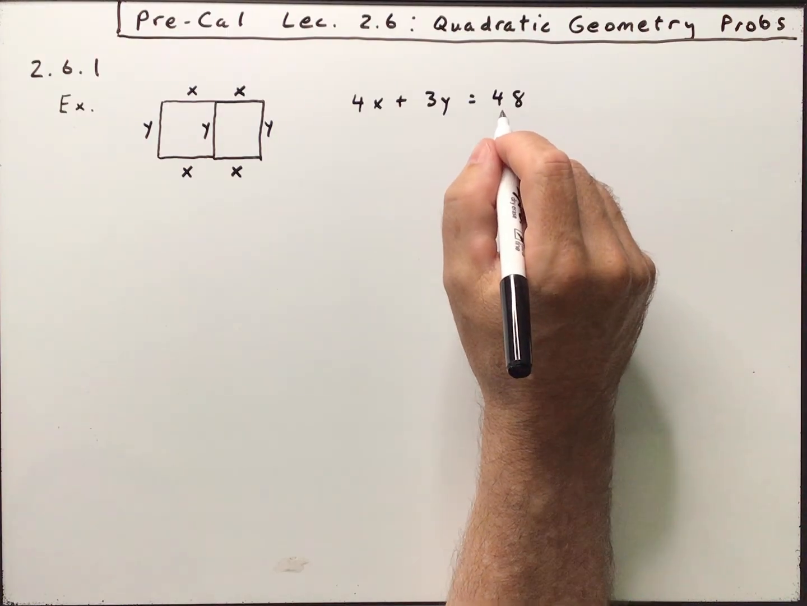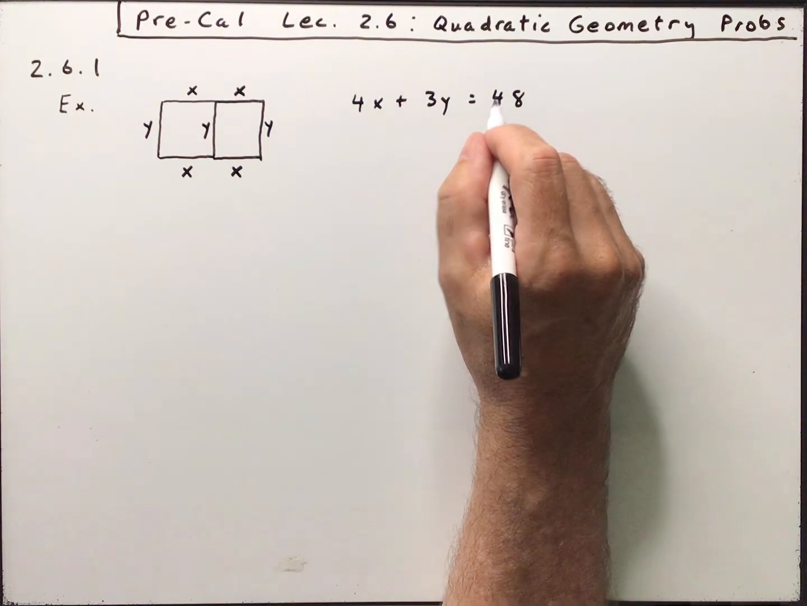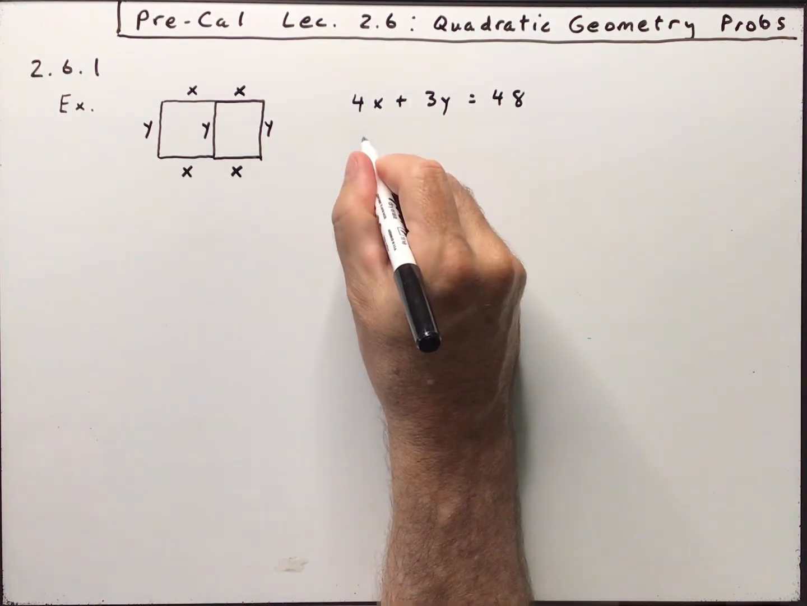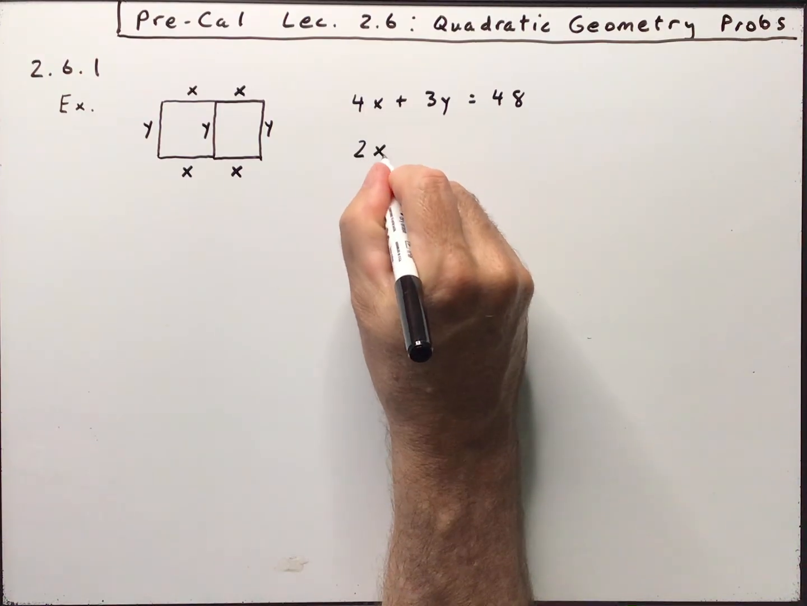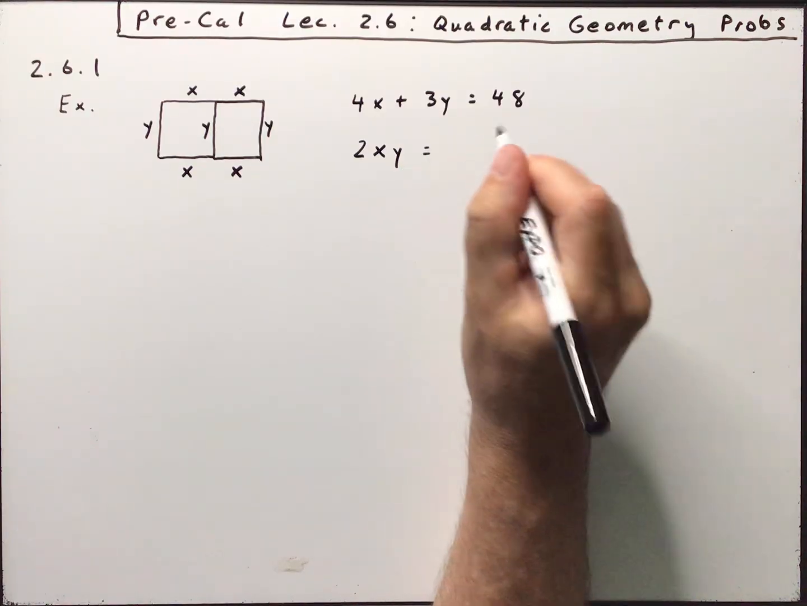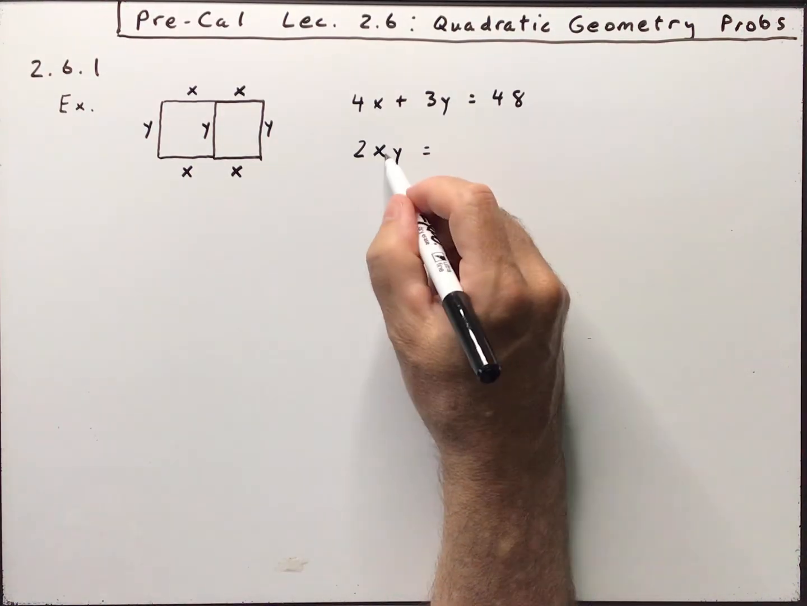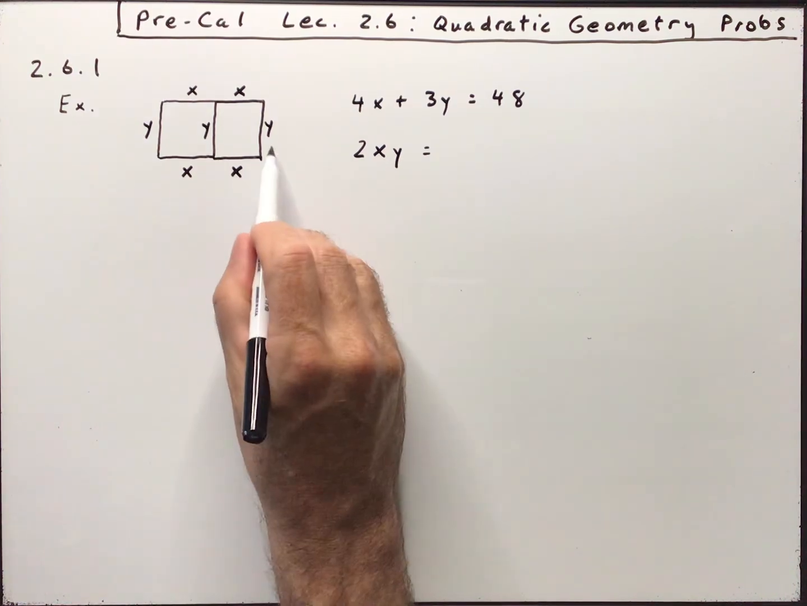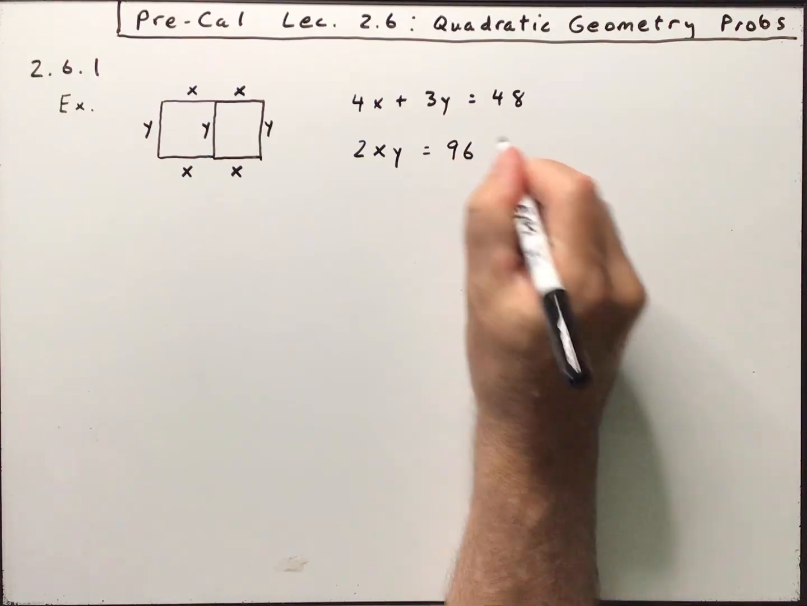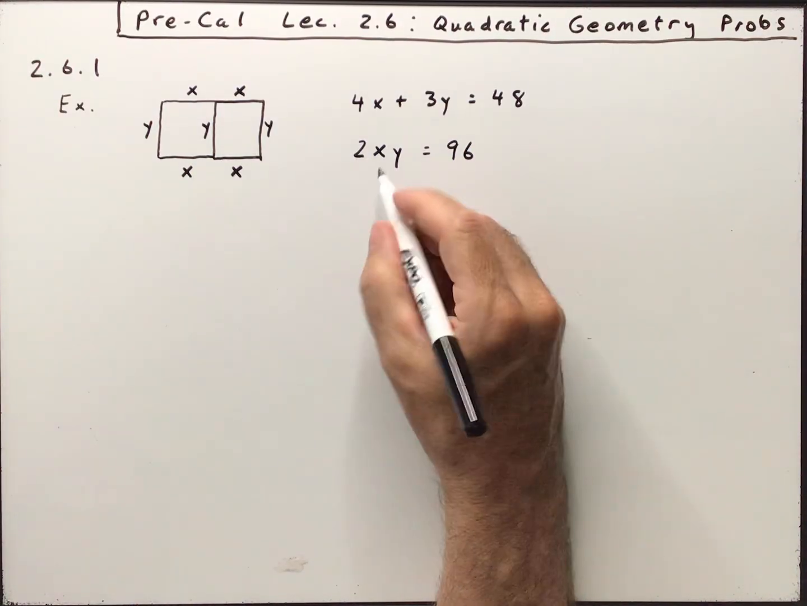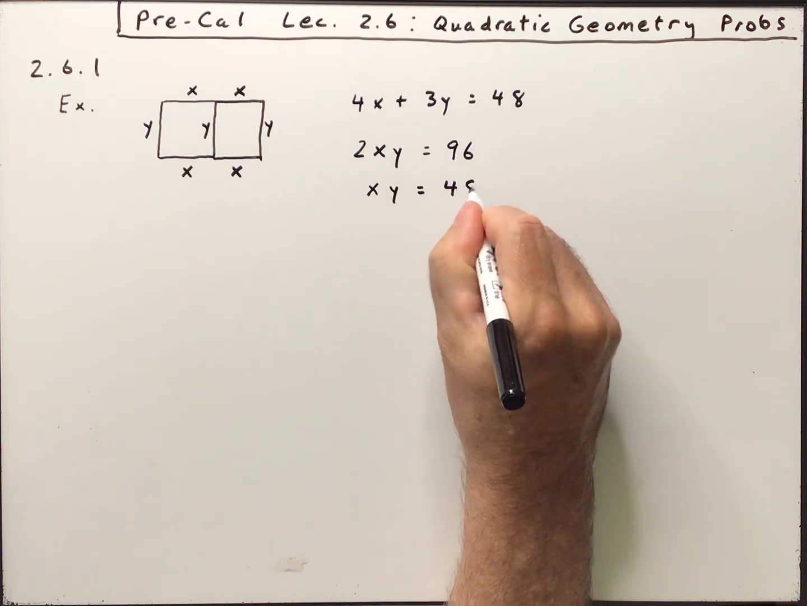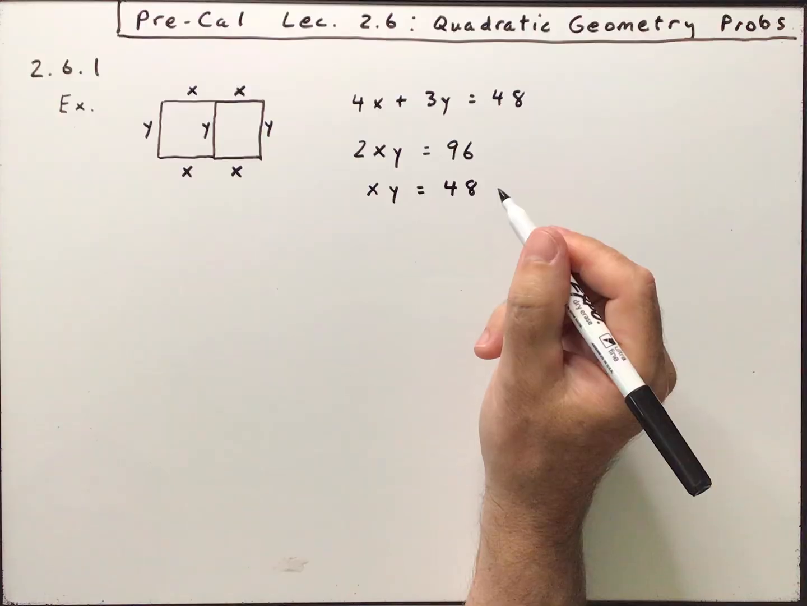Now it also says that the entire plot is 96 square yards. Well, the width of the plot is 2x. We know area is length times width, and the height is y, so 2xy gives us our area, 2x times the height y. And that's going to be equal to 96. So let's simplify this. If I divide both sides by 2, I'd have xy is equal to half of 96, so 48.